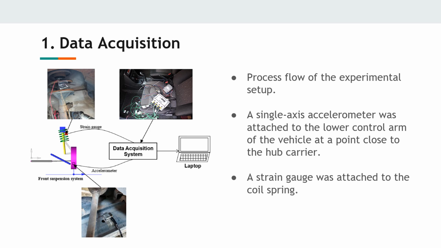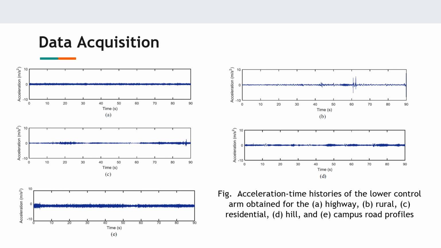A single-axis accelerometer was attached to the lower control arm of the vehicle at a point close to the hub carrier, whereas a strain gauge was attached to the coil spring. Next, the vehicle was driven across five types of roads: highway, rural, residential, hill, and campus, in order to collect the random vibration data. The accelerometer and strain gauge were connected to the data acquisition system, which recorded the signals detected by the sensors, and these signals were transmitted to the laptop computer. Despite the variations in the vehicle speed, realistic vehicle vibrations induced by road excitations were captured, and these data were used for the simulations. The acceleration versus time and microstrain versus time graphs from the study are also shown here.